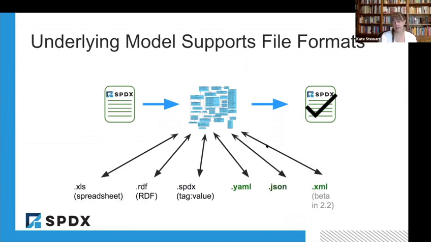Part of the reason SPDX is effective in this space is the fact there's an underlying model behind it. And so that lets us work with spreadsheets. And from a spreadsheet, we can go to a tag value, which is the image I showed. But we can also go to YAML, JSON, and XML, as well as RDF. So the underlying data is coherent. It can be easily imported to databases and then between file formats, depending on your tooling.